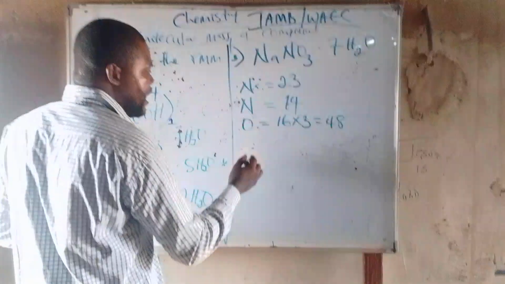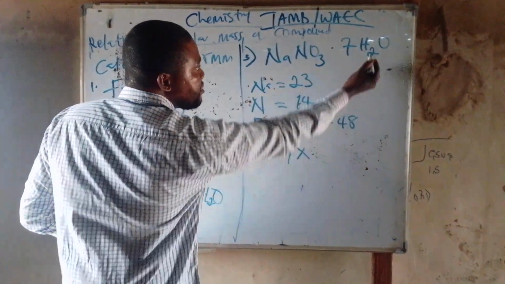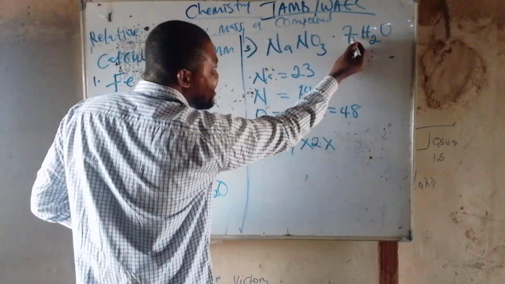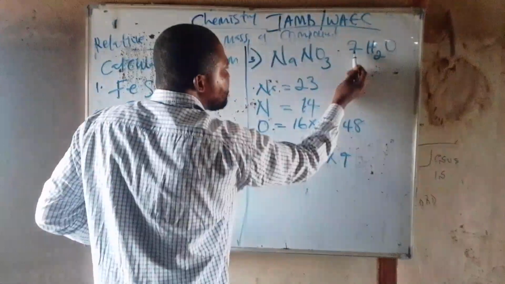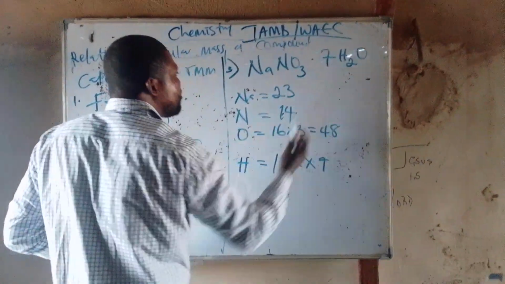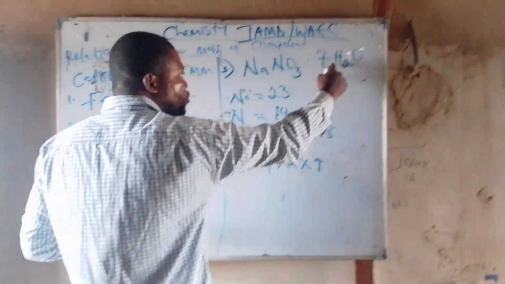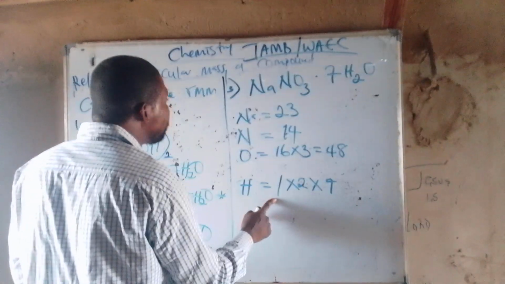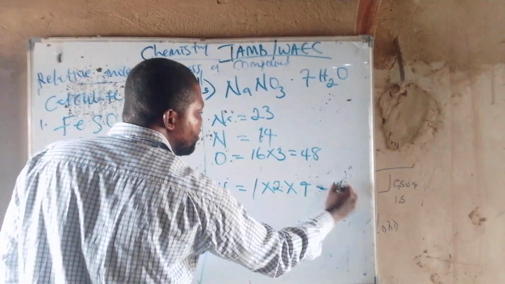Next, I have here H. H is equal to 1. 1 times this 2 is for H, times this 7. This 7 is for 7 moles of water, so 7 will affect H and 7 will affect O. So H has mass number 1, times this 2 here, times this 7 here, will give me 14.